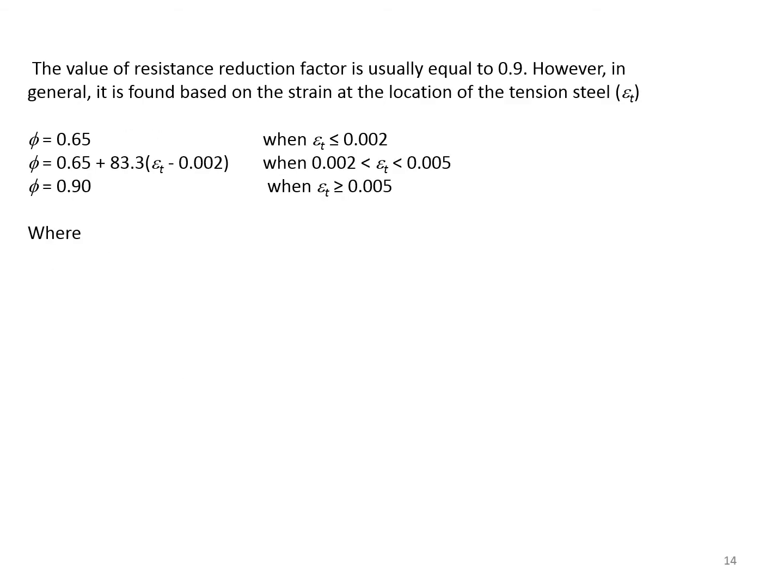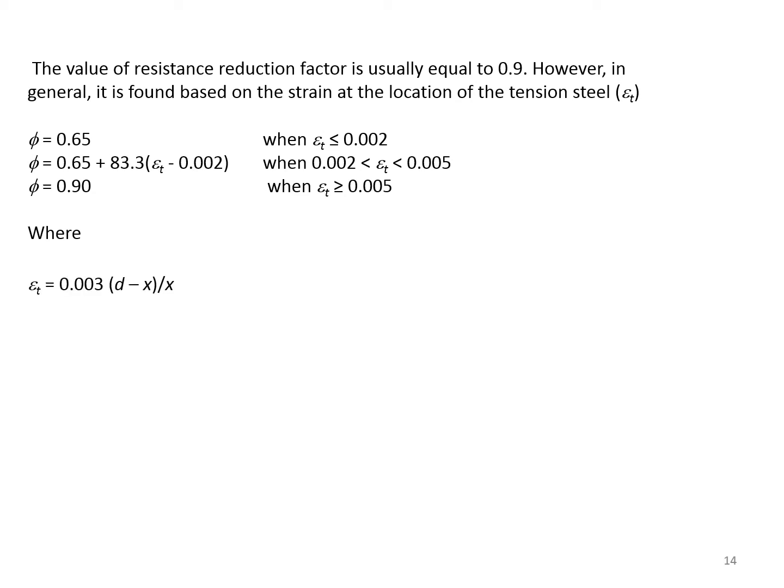The value of resistance reduction factor is usually equal to 0.9. However, in general, it is found based on the strain at the location of the tension steel, epsilon t. The smallest value for phi is 0.65 when epsilon t is less than or equal to 0.002. The largest value for phi is 0.9 when epsilon t is larger than or equal to 0.005. For the strain values in between 0.002 and 0.005, the middle transition equation is used.